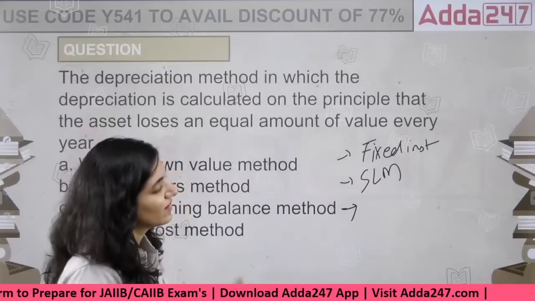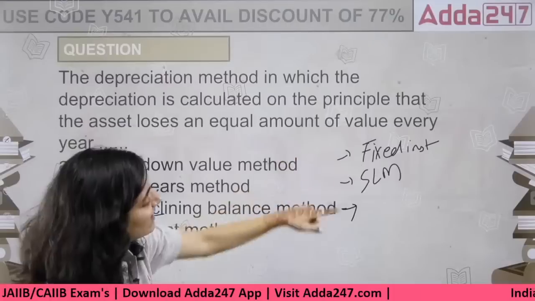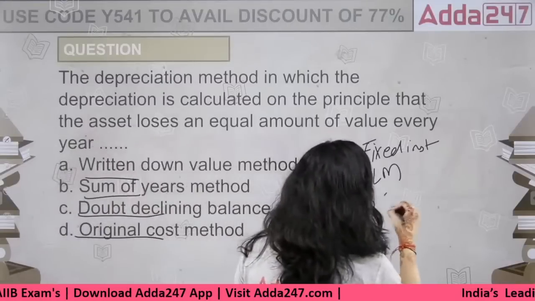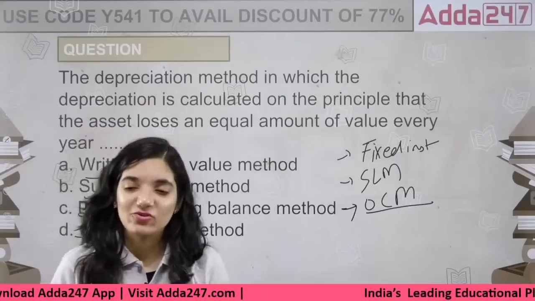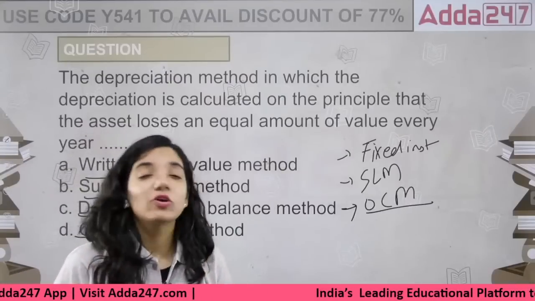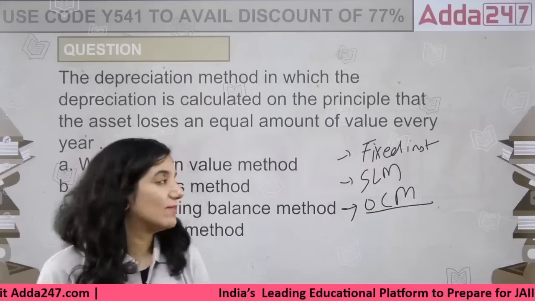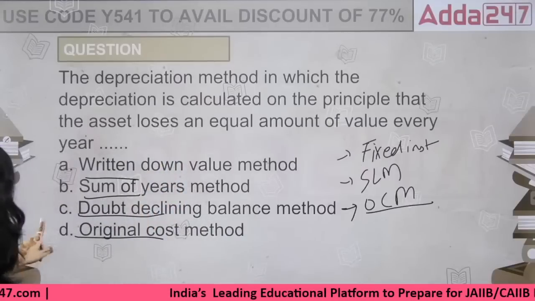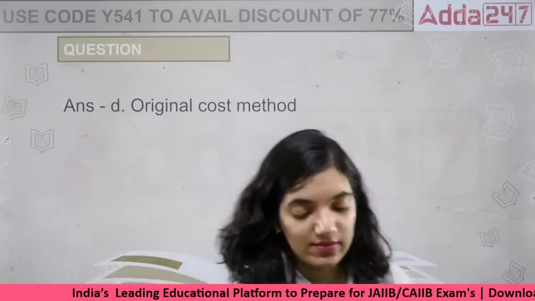For fixed installment, percentage can go up to in terms of WDV as well. So these two plus original cost method. These are the three different names of the method that we're talking about. Since the amount of depreciation doesn't change every year, it remains the same. That is what we'll be considering. The correct answer is D, original cost method.